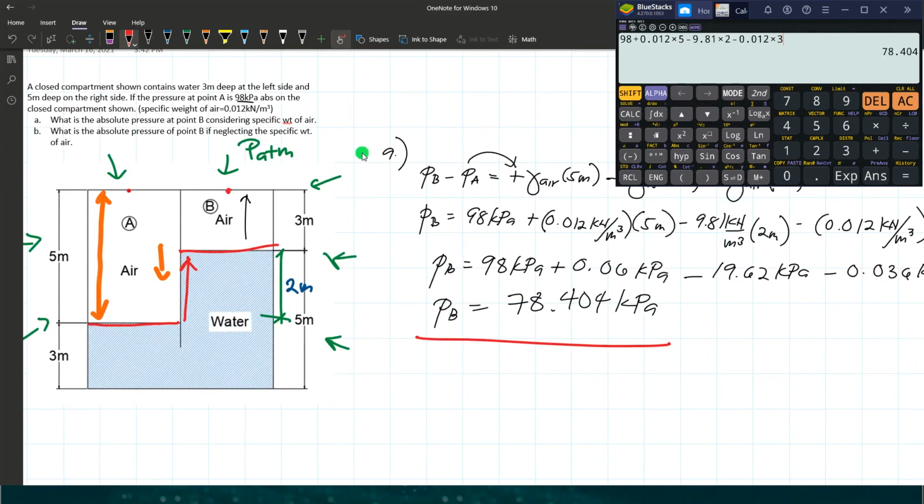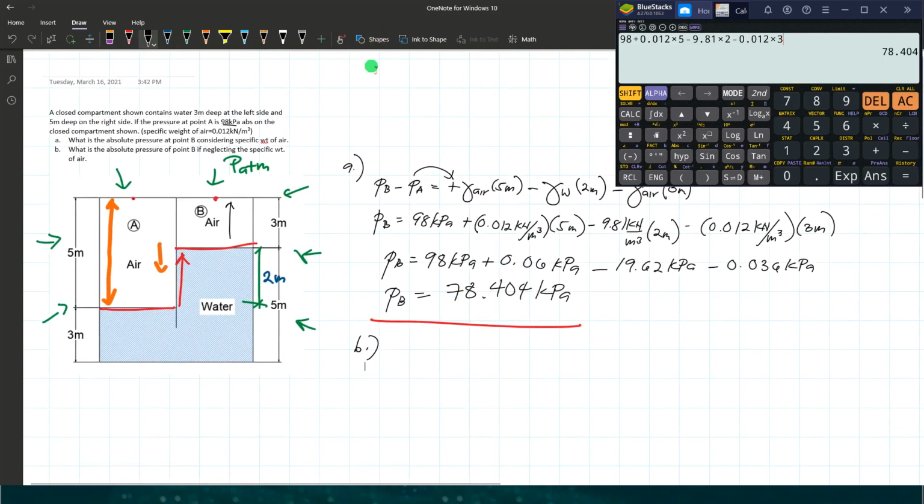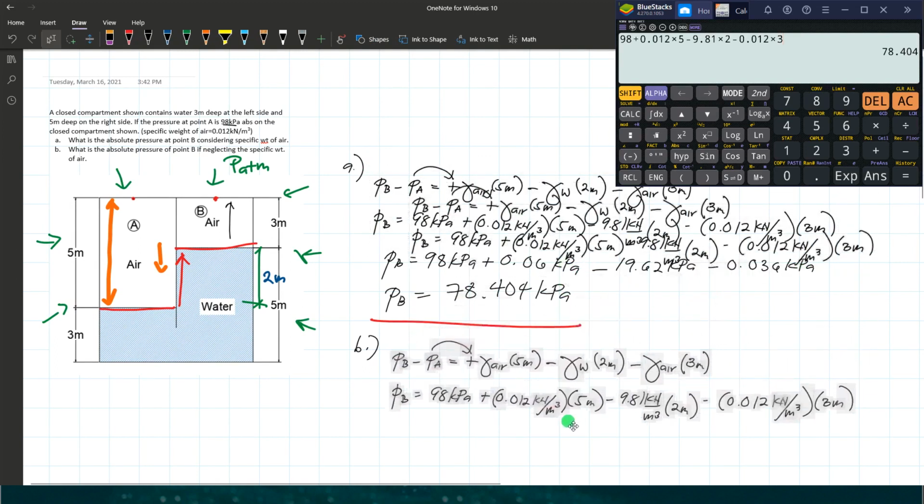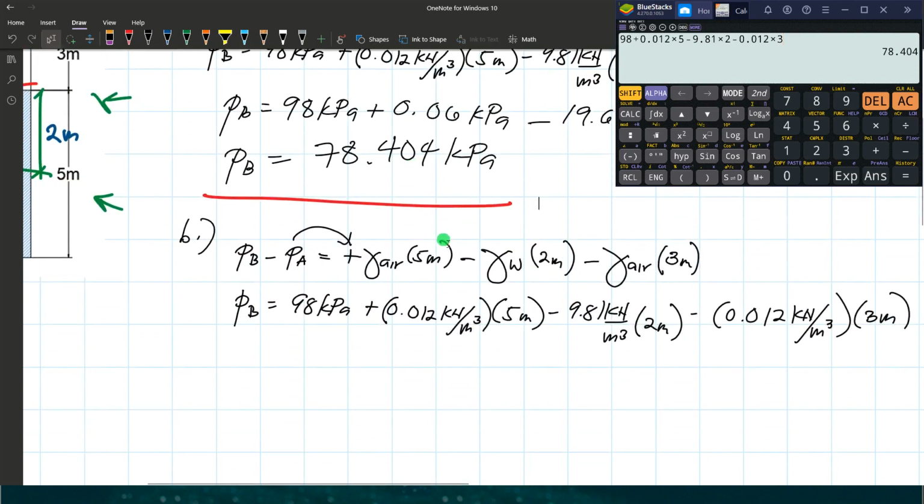So for the next part, we neglect the pressure of air. There's no contributing pressure due to air. So using the same solution, we will neglect air. Okay, so this will be removed, and this will be removed.